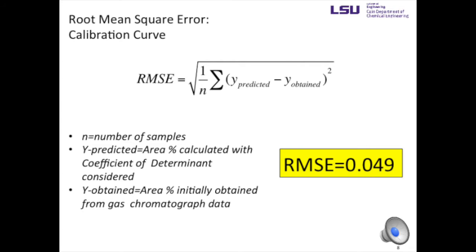So in order to make sure that we had the least amount of error possible, we calculated the root mean square error of the mole fractions, once the response factor was taken into consideration. As you can see, our final determination was a root mean square error of 0.049. And with that, we felt extremely confident in the calculations being used to find the final mole fractions we obtained from the GC data.